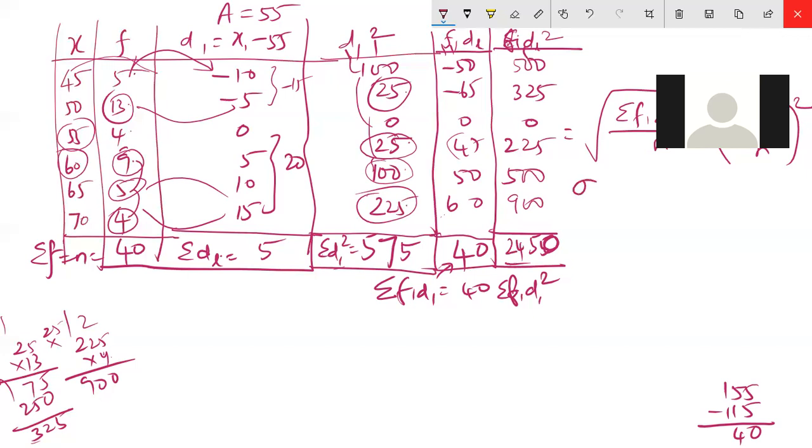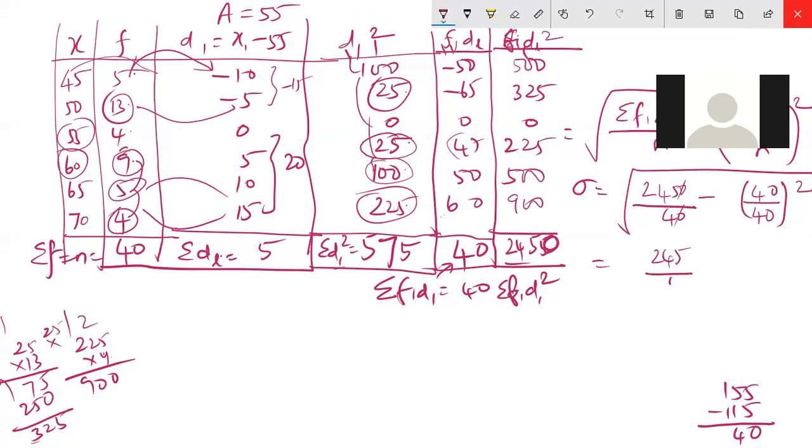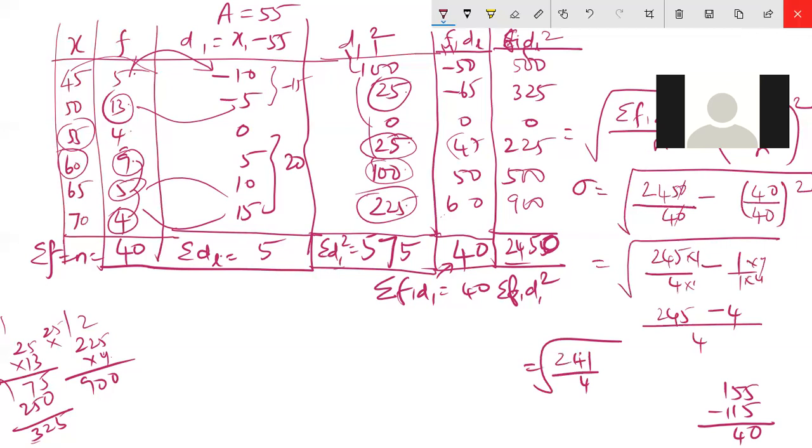Substitute in the formula. Sigma is equal to root of 2450 divided by n, which is 40, minus the whole squared of Fi di by n, which is 40 by 40. So 245 by 4 minus 1 square. Take LCM: 245 into 1, 1 into 4, 4 minus 4, that is 241 by 4 root of. How much is root of 241 by 4?